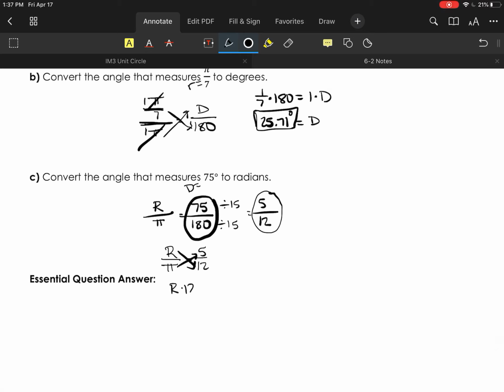Now I cross multiply. So I have r times 12 equals 5 times pi, which we just write as 5 pi. And then to get r by itself, all I have to do is divide by 12. Do not simplify that anymore, okay? When we're talking about radians, you leave it in terms of pi, okay? Especially when you guys take the ACT or whatever, everything's in terms of pi. You don't actually simplify anything down. So I'm just going to leave this as 5 pi over 12. And that's my answer.